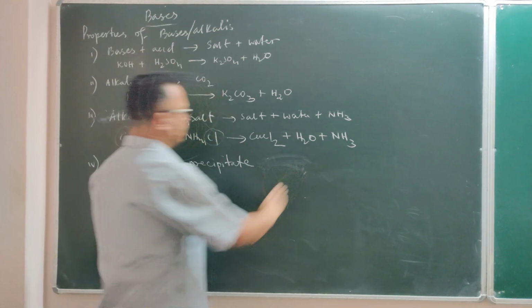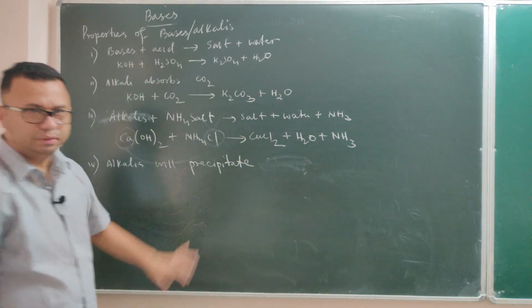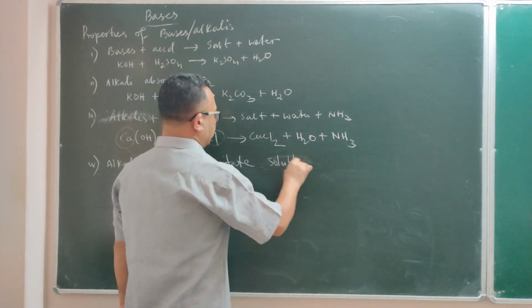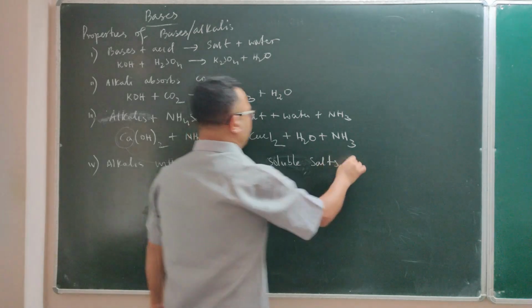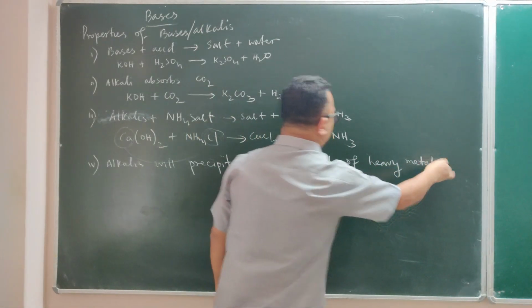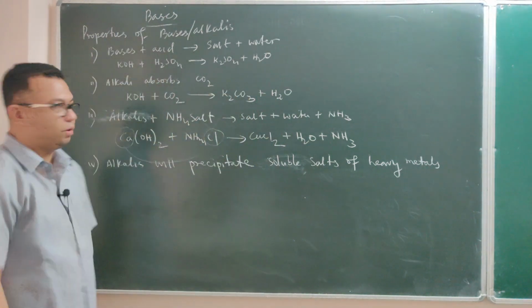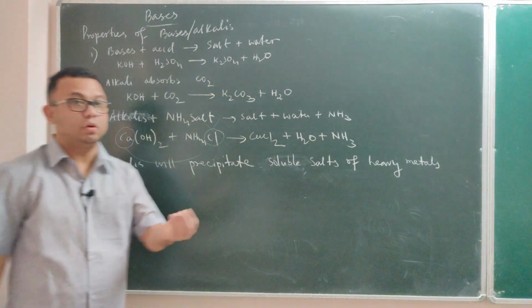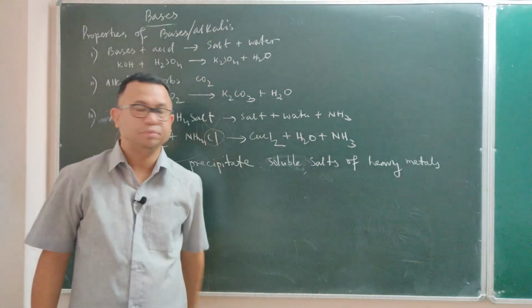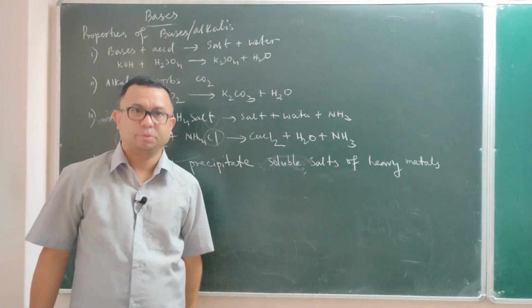Okay, so let me not write about color and all. Bases will be able to precipitate soluble salts of heavy metals. Now precipitate means a very colorful precipitate will be formed. Precipitate means that a very thick, curdy kind of substance will be formed in the test tube. So that is what your precipitate is.